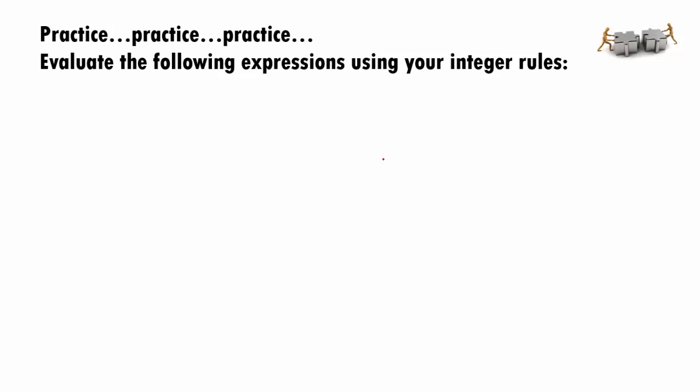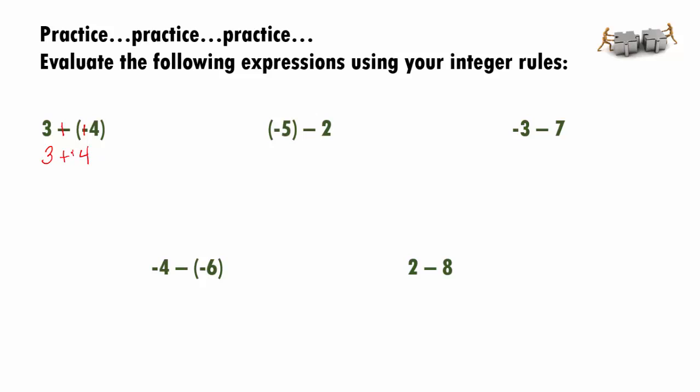Let's practice some. Evaluate the following expressions using your integer rules. If you'd like, pause the video, try these out, and then come on back and see what I did. All right, hopefully you paused the video. The first step always is to rewrite our subtraction statement as an addition statement. So 3 minus a -4: we change our subtraction to addition. We change the sign of the number being subtracted. So that becomes 3 plus a +4.